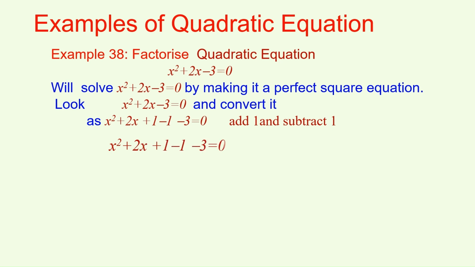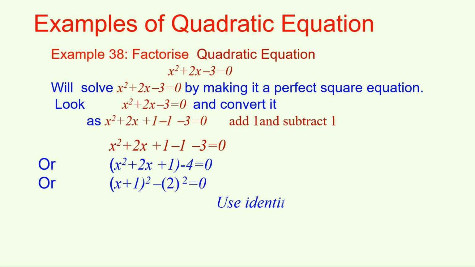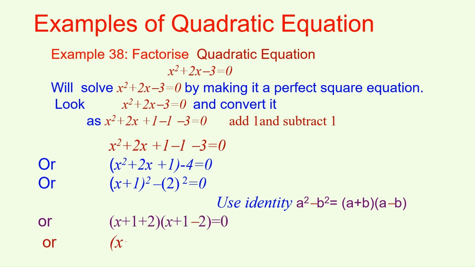x squared plus 2x plus 1 minus 3 is equal to 0. Or x squared plus 2x plus 1 minus 4 is equal to 0. Or (x plus 1) whole squared minus 2 squared equals 0. Apply the identity a squared minus b squared equals (a plus b)(a minus b), so rewrite (x plus 3)(x minus 1) equals 0.